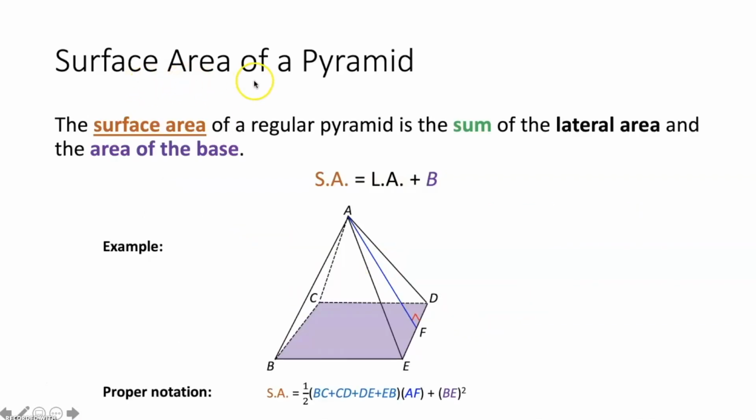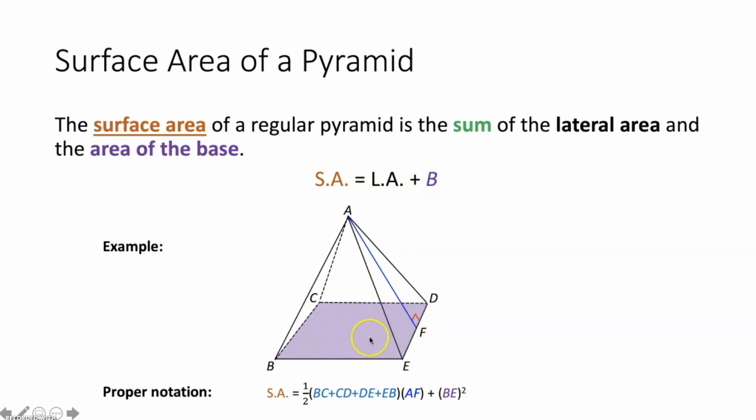Now let's talk about the surface area of a pyramid. So the surface area of a regular pyramid is the sum of the lateral area and the area of the base. Or if you want to think about that in terms of our formula, surface area is equal to lateral area plus capital B, which represents the area of the base. So if you recall, surface area is also known as total area because it adds together the areas of all of the sides or faces in your pyramid. It adds together all of the lateral faces, the triangular faces, and then adds the area of the base as well to give you the total area or surface area.